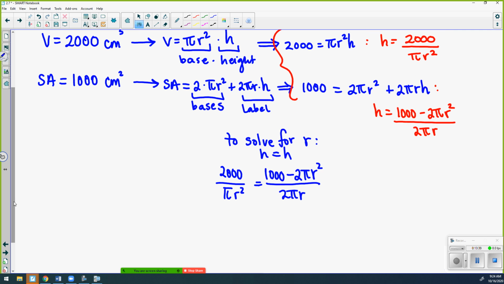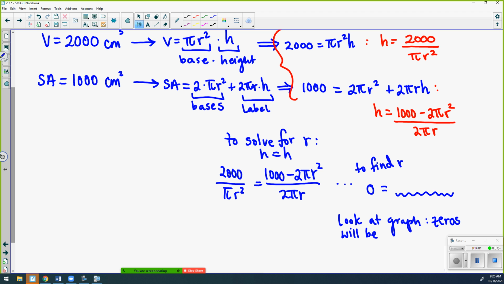So now to find the value of r, let's set 0 equal to some expression, and then look at the graph. And the zeros will be our solutions for r. And I'm willing to bet we're going to have 2 because this r squared seems kind of quadratic. So I'm going to stop there, but I encourage you to do the work to set this equation equal to 0. Plug it in your calculator and find the values of r.